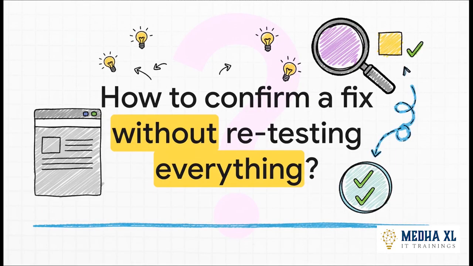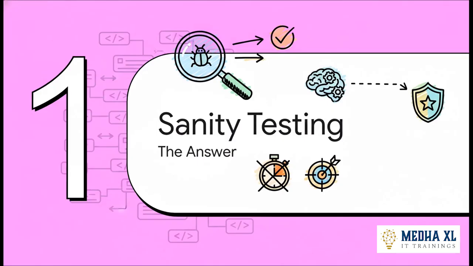So, picture this. A developer on your team just pushed a fix for a really annoying bug. And of course, the pressure's on. You've got to confirm that the fix actually works. But there is absolutely no way you have time to run a full regression test on the whole application. So what do you do? What's the move here? Well, that is where this brilliant little process comes in. It's called sanity testing, and believe me, it is the perfect tool for exactly this kind of situation.